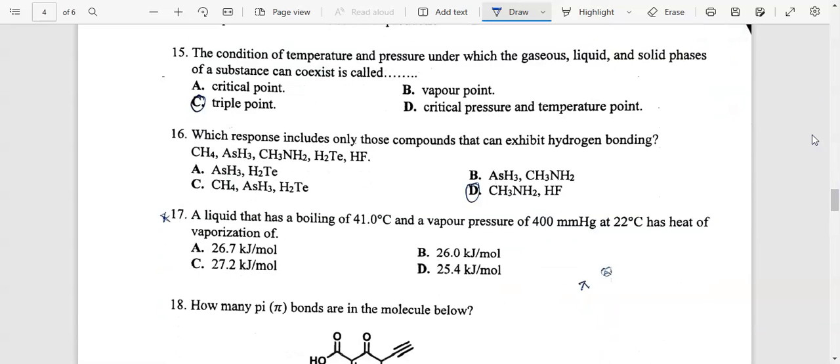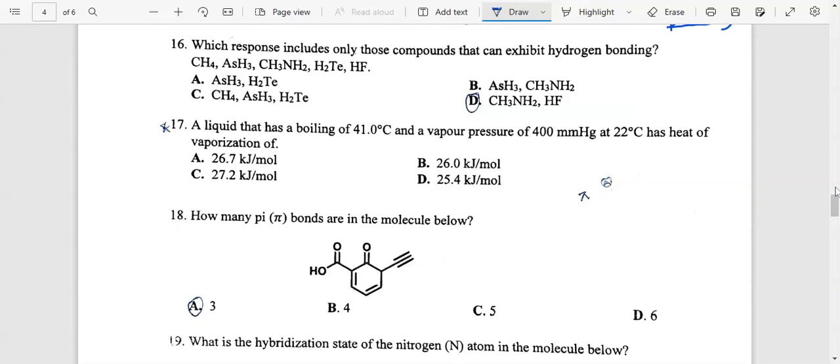Question 15. The condition of temperature and pressure under which the gaseous, liquid, and solid phases of a substance can coexist is called. For example, if you look at the phase diagram for water, you are going to have a point where it is like this. You have got a solid, liquid, and a gas. This point here, when water is existing in all the three states of matter, that is called the triple point.